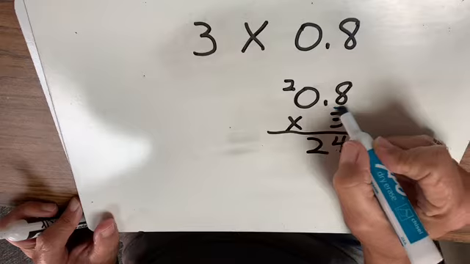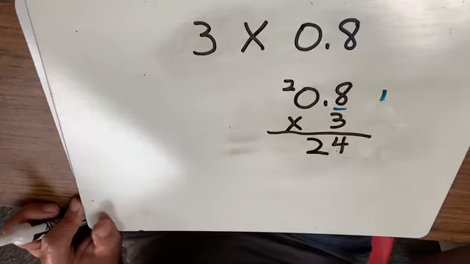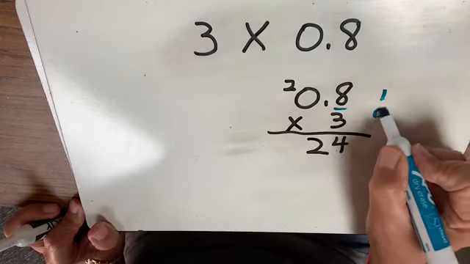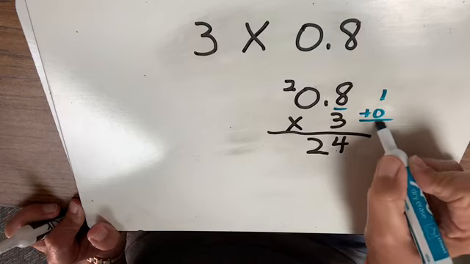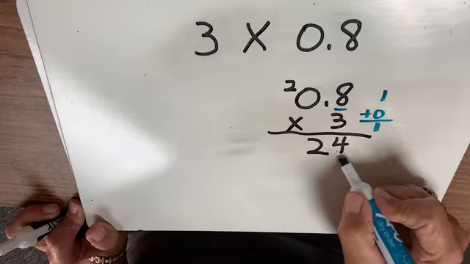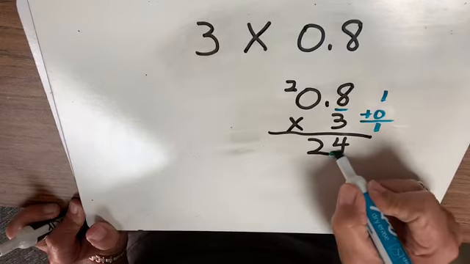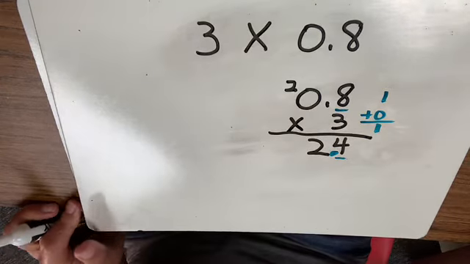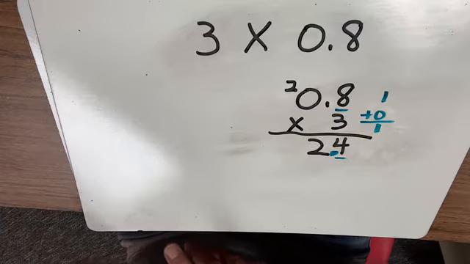Well, right here, I have 1 spot behind the decimal. And this number, I don't even have a decimal, so I have 0. So I need a total of 1 digit behind the decimal point in my answer. So I'm going to count over 1 space, and I'm going to put my decimal point right in the middle. My answer would be 2 and 4/10.